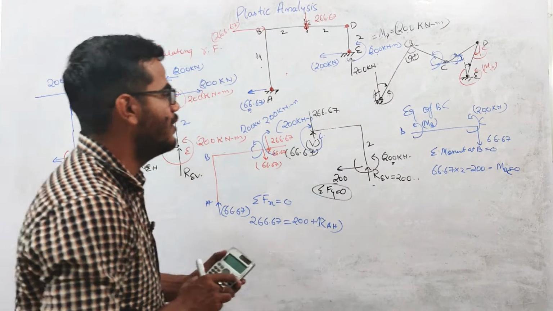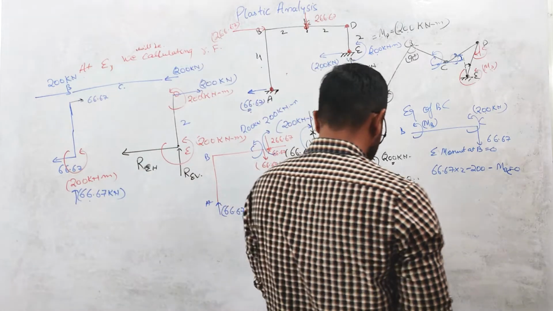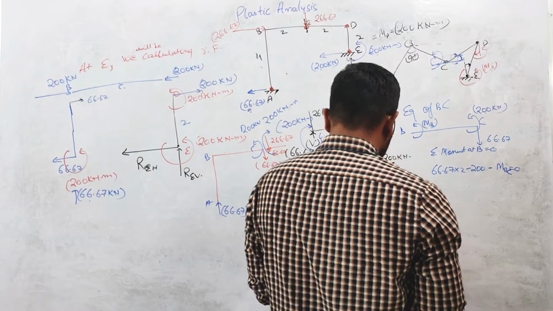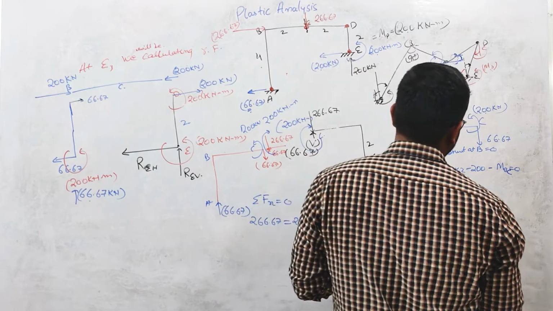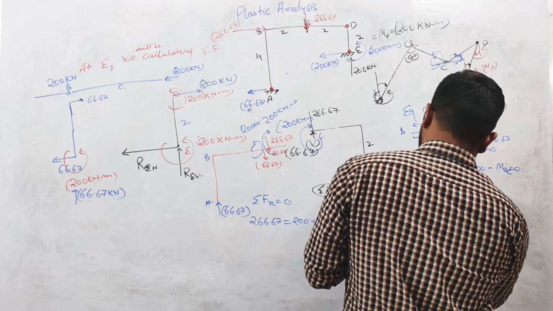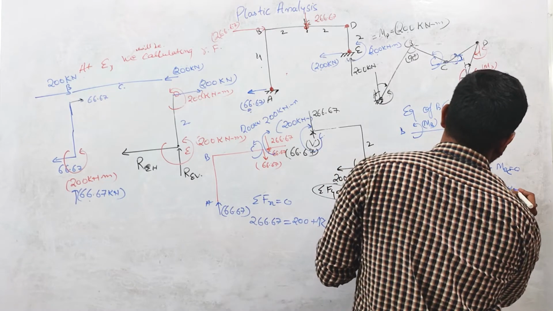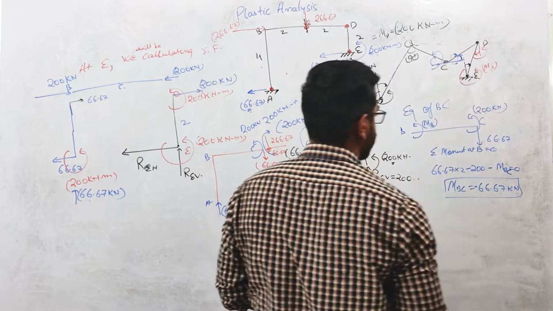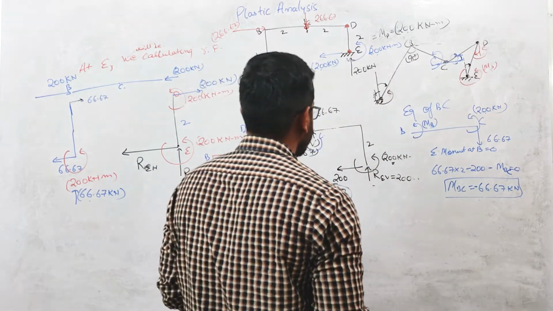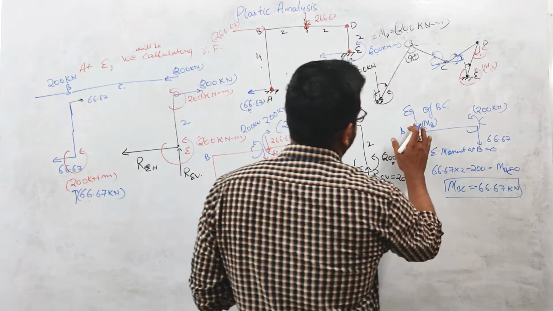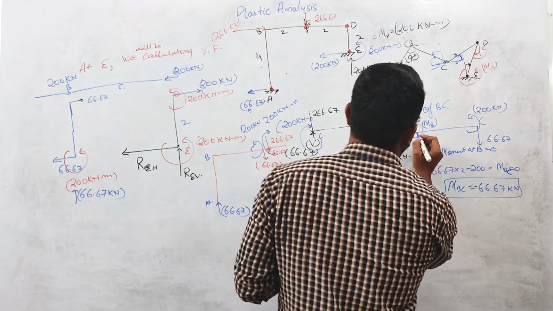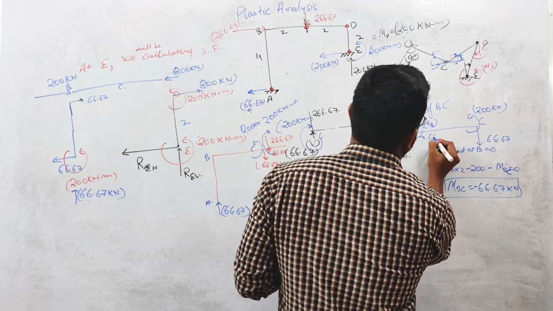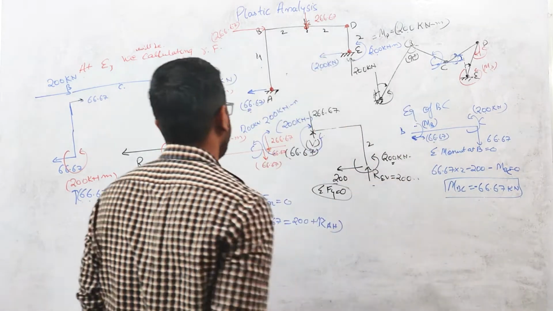Okay, so this value will be 66.67 into 2 minus of 200. This value comes out to be MBC 66.67 kilonewton. Okay, and the direction will be negative. It is coming out to be negative. So the direction which we have assumed, the moment is acting opposite to this direction. So the moment will act in clockwise direction and the value will be 66.67, right?